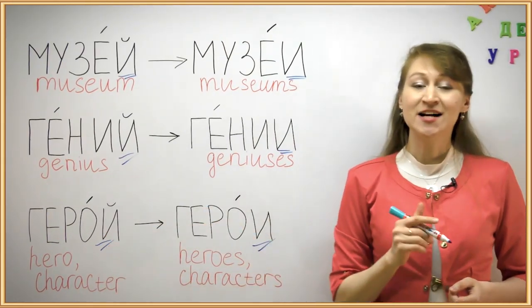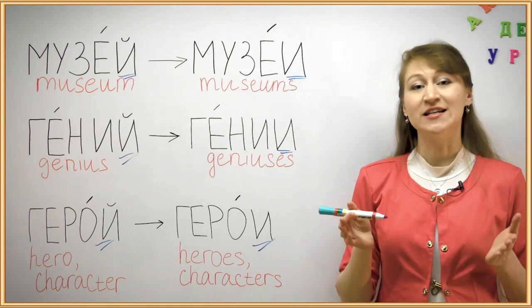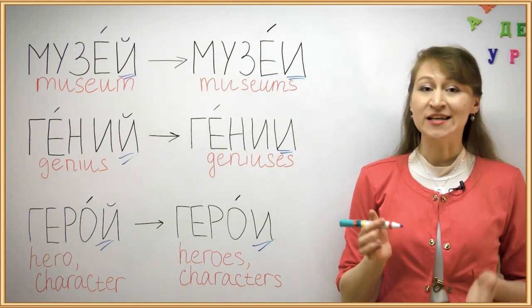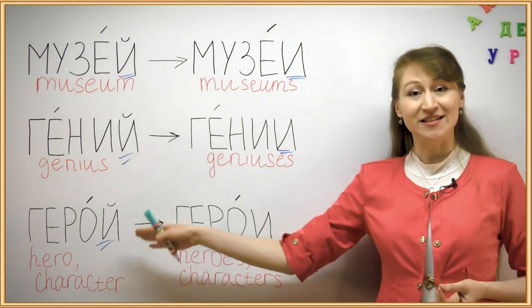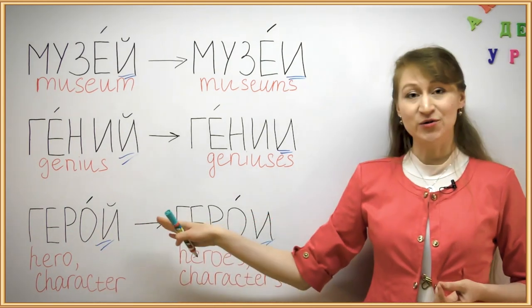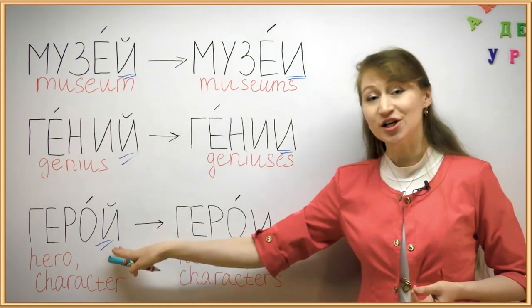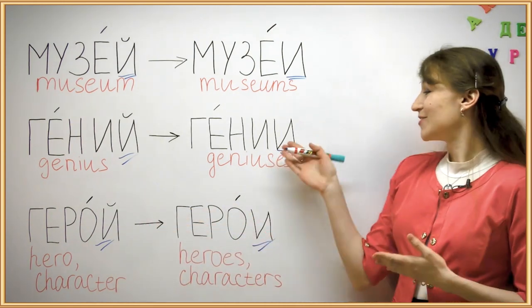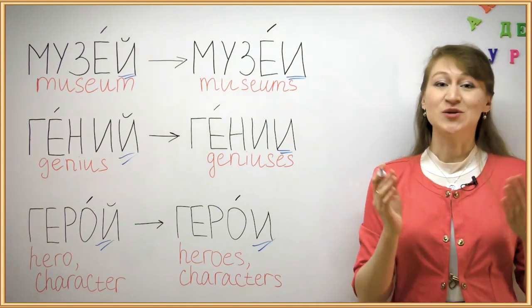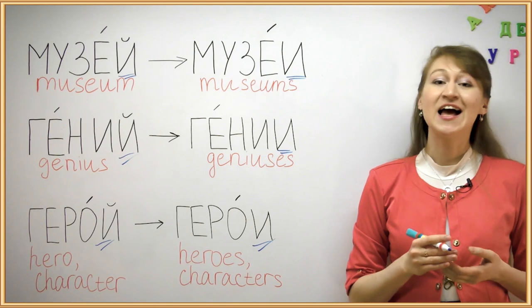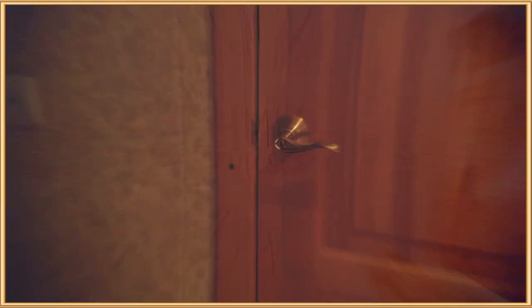This sound, й, is the same sound as you have in English in the words toy or boy, y. And it's a consonant. So, masculine nouns ending in the consonant й, in the plural form, take the и at the end. So this was the soft variant. Now to the hard variant.